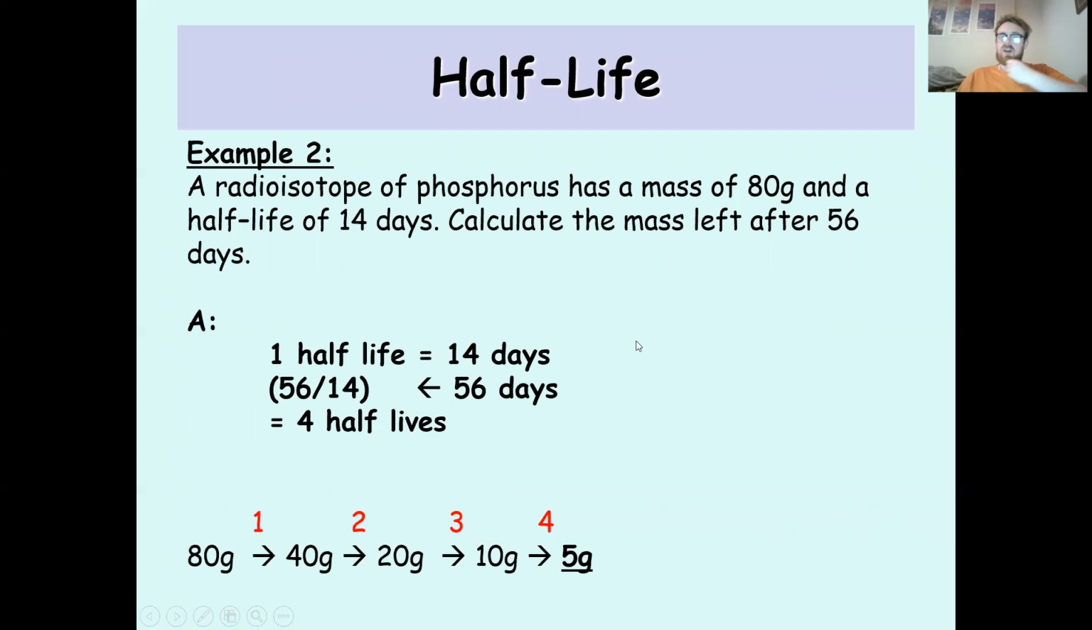Sometimes you will be asked to work out how much will be left over. So a radioisotope of phosphorus has a mass of 80 grams and a half-life of 14 days. Calculate the mass left after 56 days. The first thing to work out is how many half-lives that is. If one half-life is 14 days, you can divide the total time by the half-life to give you the number of half-lives. Now that you know the number of half-lives, start at 80 and halve it 4 times. Remember that arrows is the number of half-lives. It halves once to 40, twice to 20, 3 times to 10, 4 times to 5 grams, and 5 grams is left. Okay.